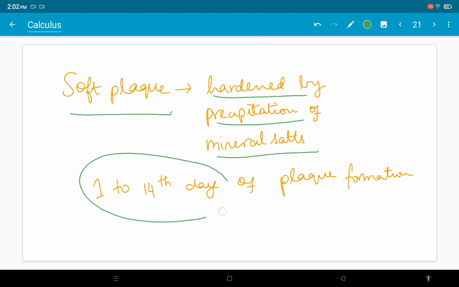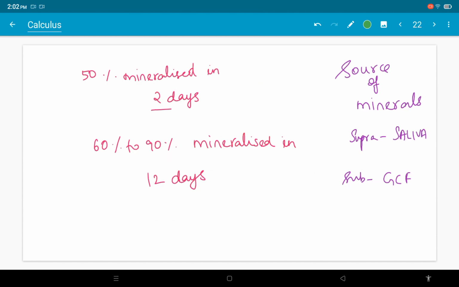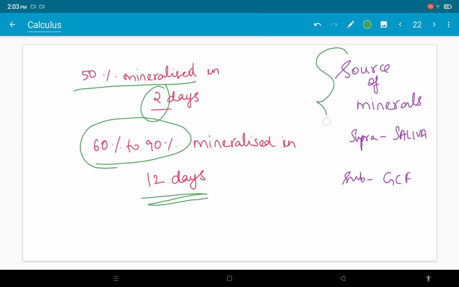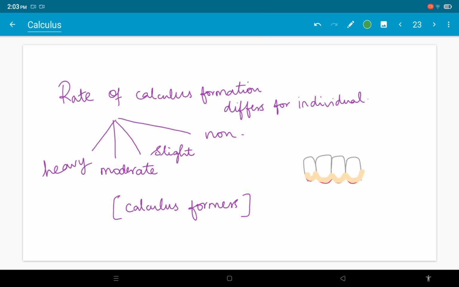From the 1st to the 14th day, if dental plaque is not disturbed, mineralization starts. Usually we remove plaque and other material by brushing. So if plaque is not disturbed, it leads to mineralization or precipitation of mineral salts, which leads to calculus formation. The plaque is about 50% mineralized in 2 days. 60 to 90% of mineralization happens in 12 days. The source of these mineral deposits is usually saliva in supragingival calculus and GCF in subgingival calculus.